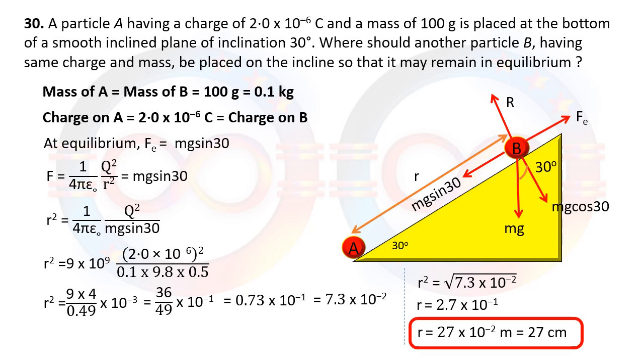The key point of this question is that down the plane mg sin theta is going to balance the force Fe, or the force of repulsion between these two charges, the electrostatic force of repulsion up the plane, and then we can simplify, we can get the answer.